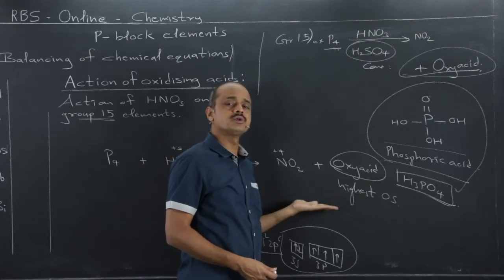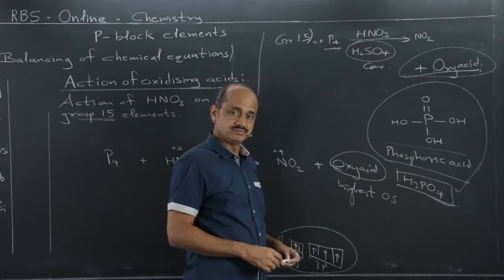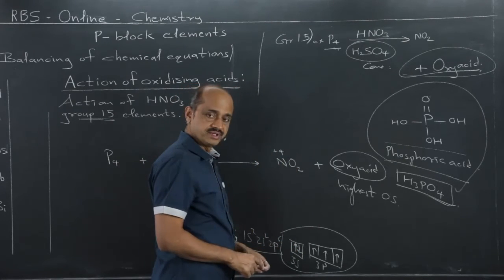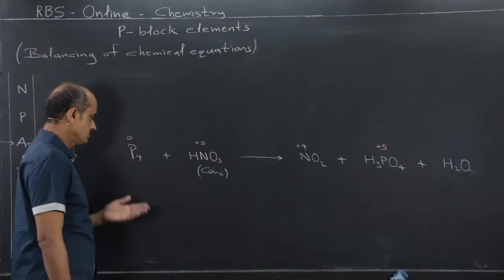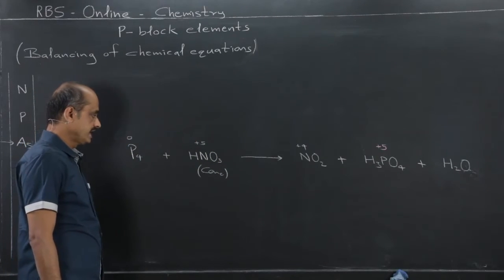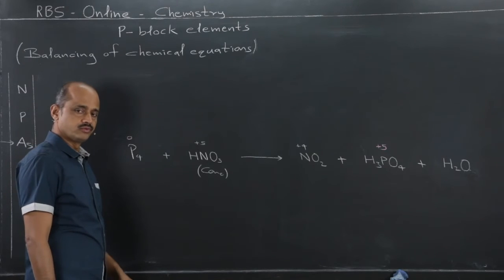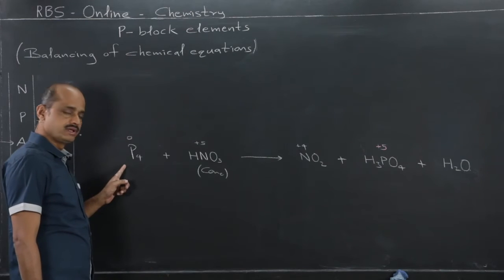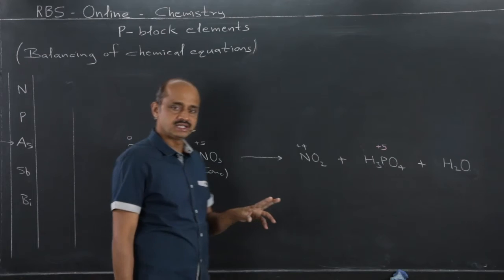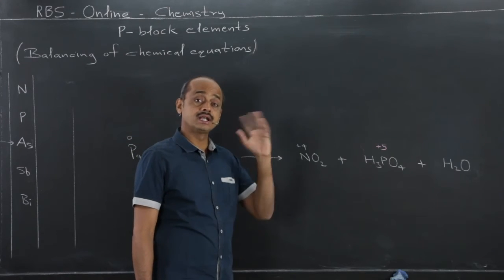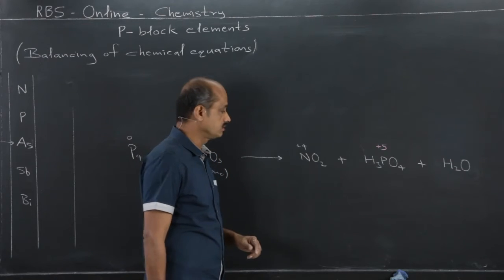Now the actual balancing coefficients, to write that, let me rub this. So let us continue with balancing of the reaction. We are considering action of nitric acid on group 15 elements, although it is group 15 in general, to be specific, I have started with phosphorus. How to find the oxidation number, that we have studied in our 11th under the topic reduction and oxidation.